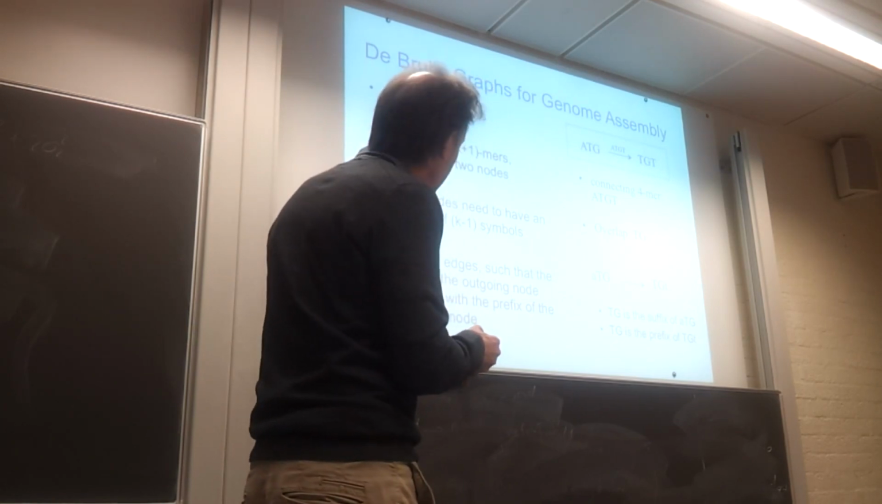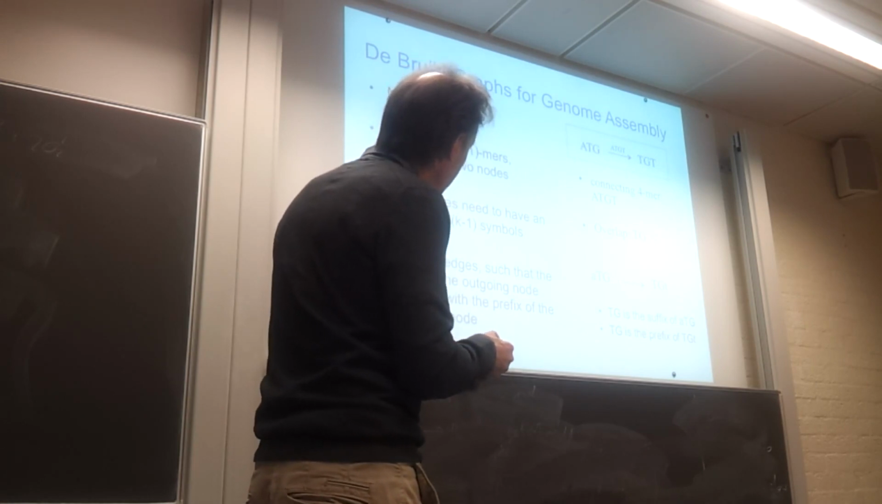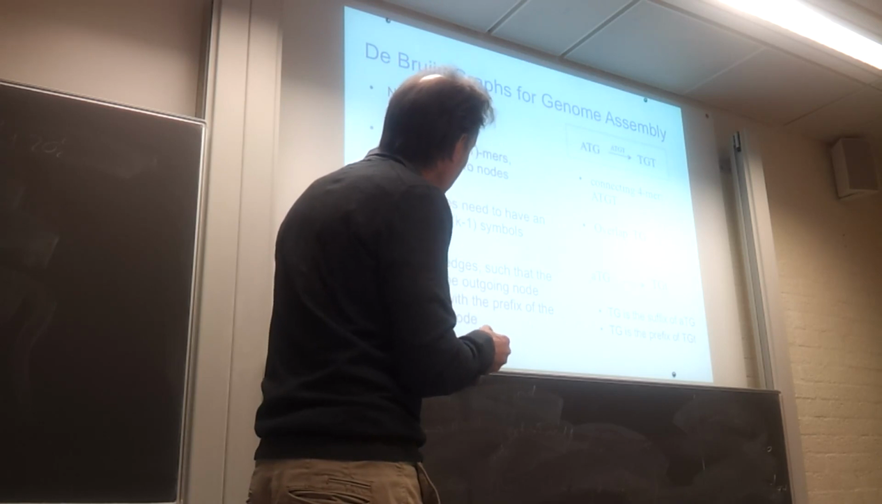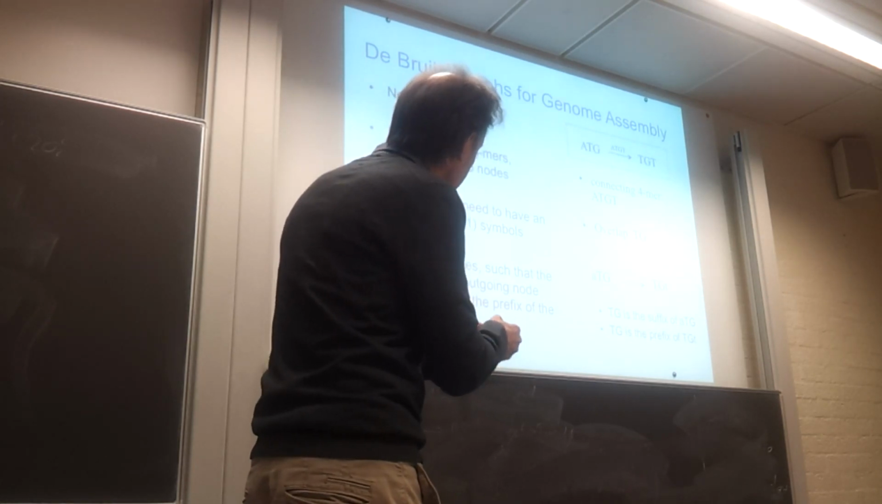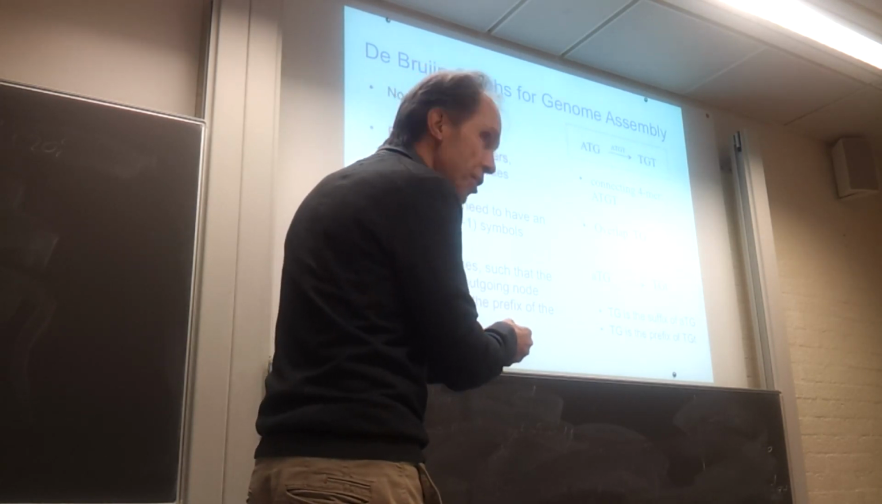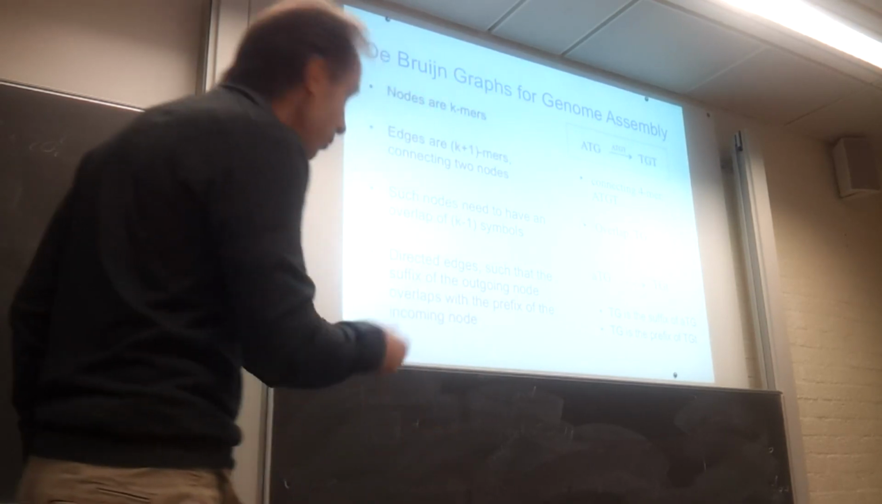So what you can do is break them up in 3 and make an arrow, meaning this one follows that one, and the overlap between these 2 words, as you can see, is 2. The last 2 letters here are the same as the first 2 letters there. And the complete word reconstructed by these 2 k-mers is ATGT. Okay? So we do that.